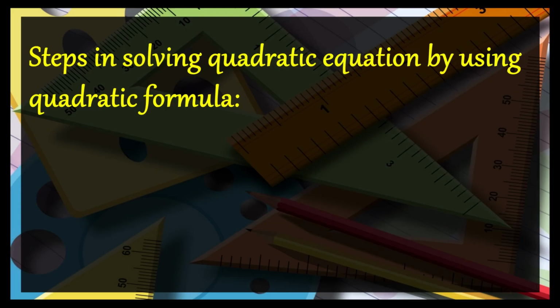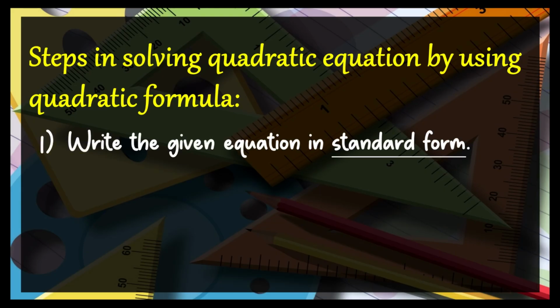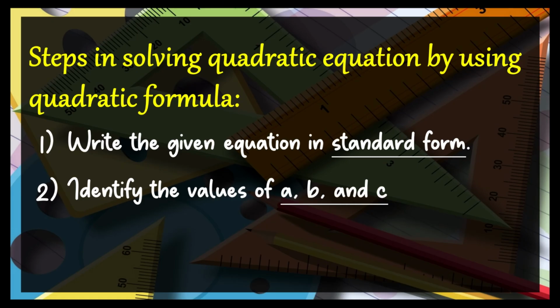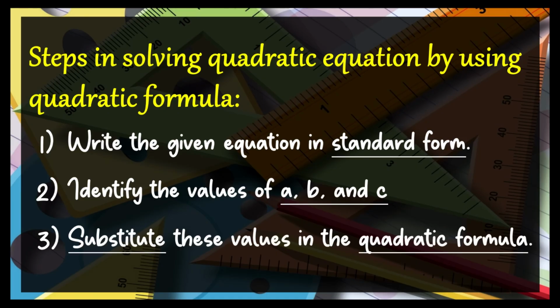by using the quadratic formula. Step number 1: write the equation in standard form. You already know that because it was our very first lesson. Next, after writing it in standard form, identify the values of A, B, and C. That was also in our first lesson. And the third step is to substitute these values in the quadratic formula. Okay? Let's start with example number 1.